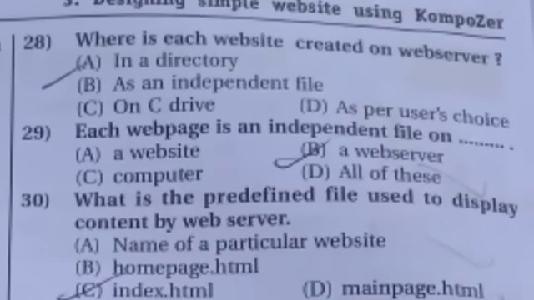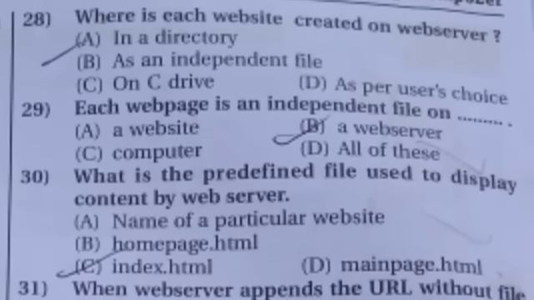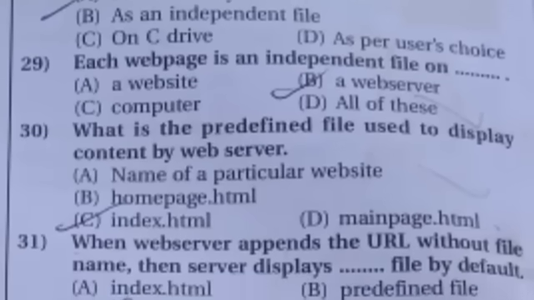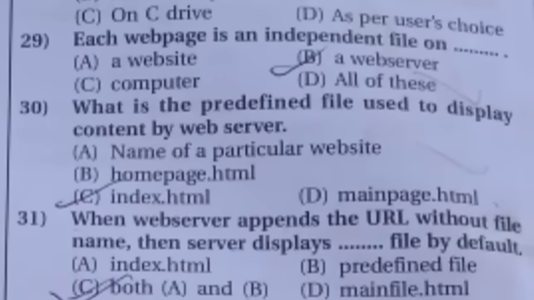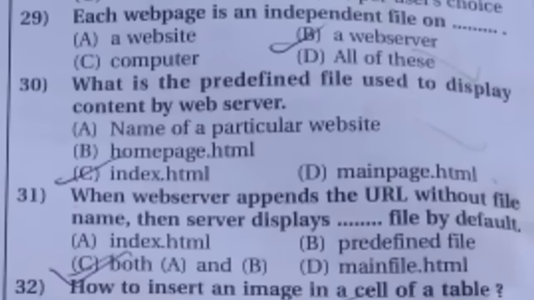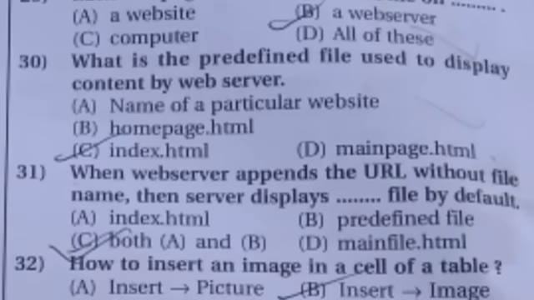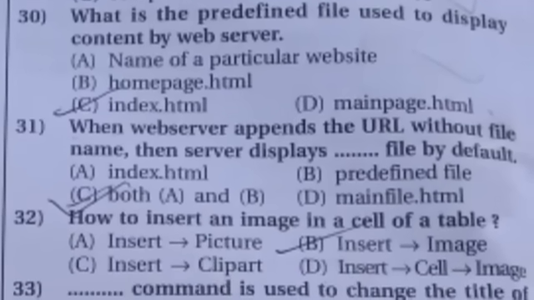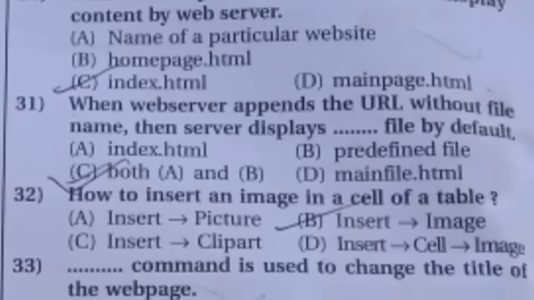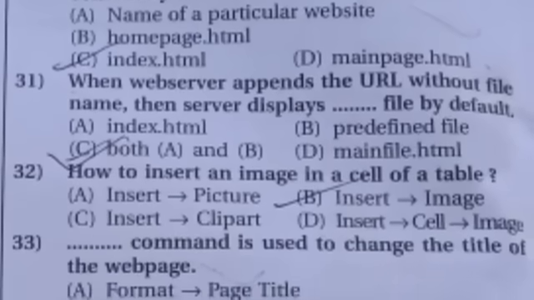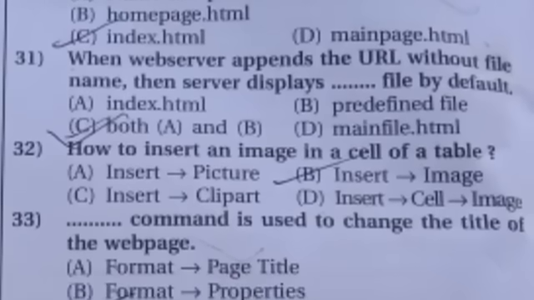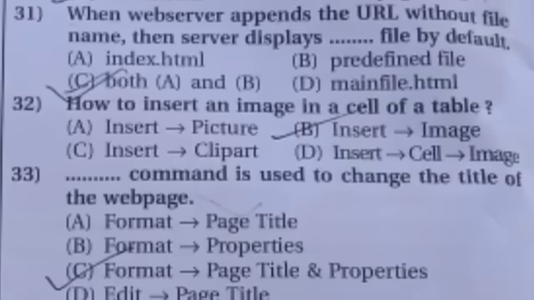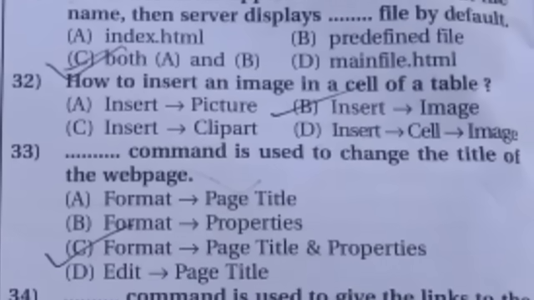A. In a directory. Each website page is an independent file on A. Web server. What is the predefined file used to display content by the web server? C. Index.html. When the web server is appended the URL without a file name, then the server displays dash file by default. C. Both A and B.